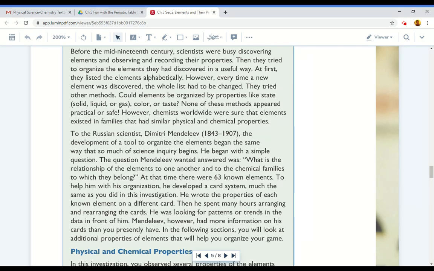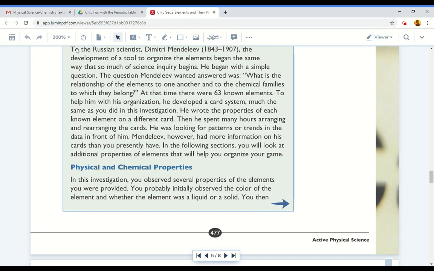However, chemists worldwide were sure that elements existed in families that had similar physical and chemical properties. To the Russian scientist Dmitry Mendeleev, 1843 to 1907, the development of a tool to organize the elements began the same way that so much of science inquiry begins. He began with a simple question. The question Mendeleev wanted answered was, what is the relationship of the elements to one another and to the chemical families to which they belong?